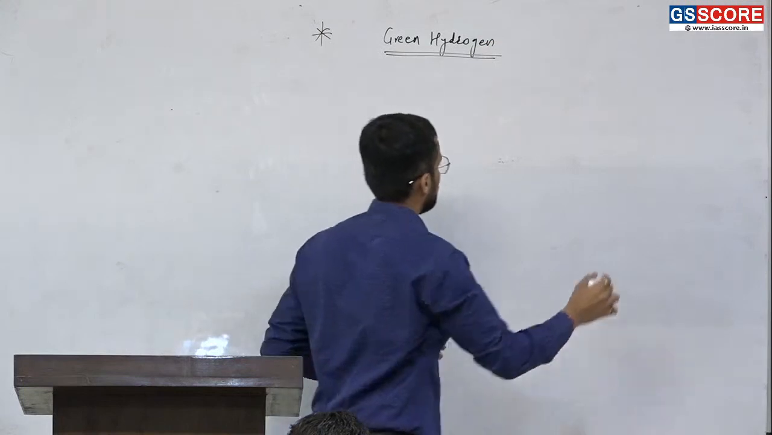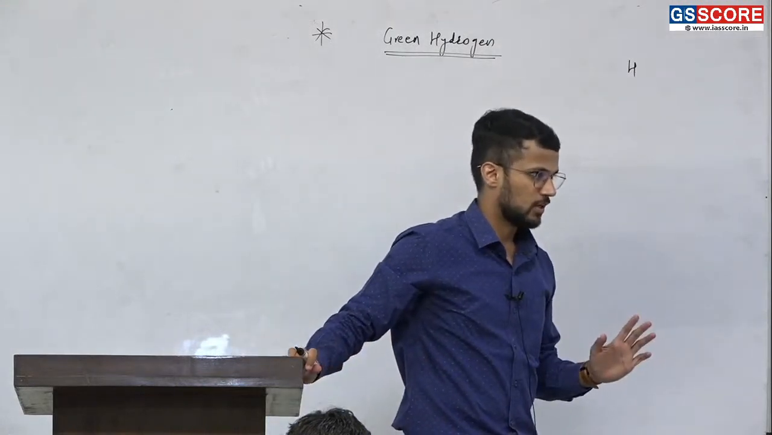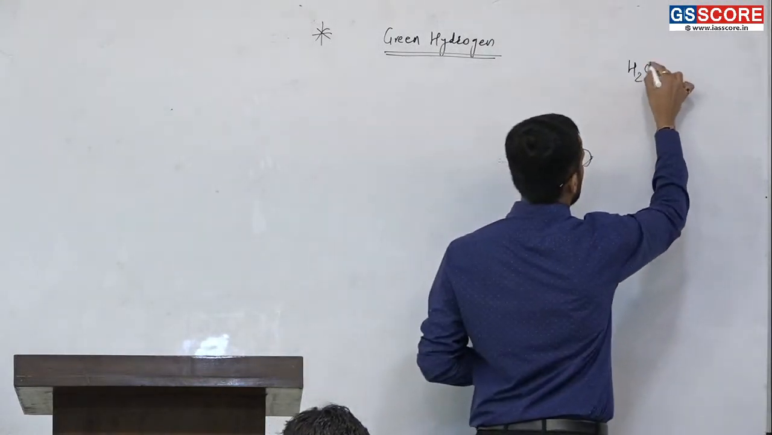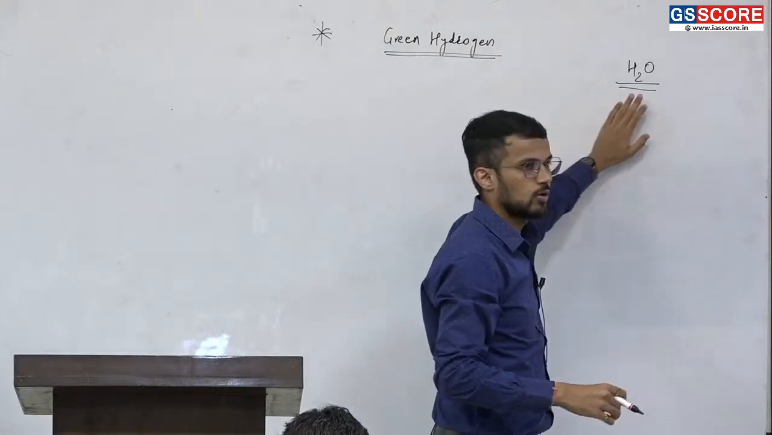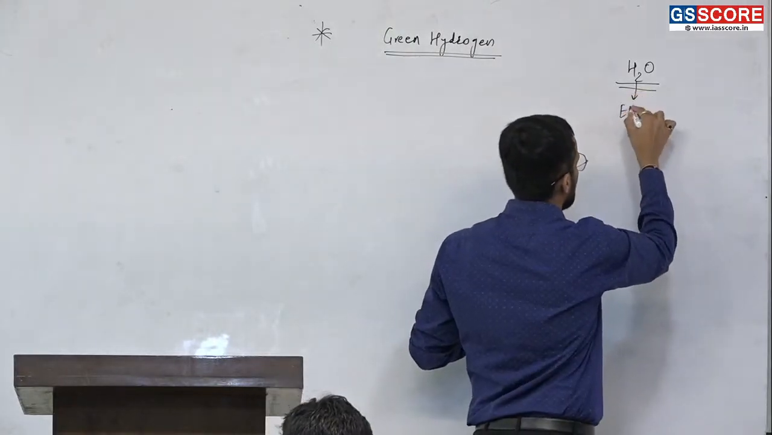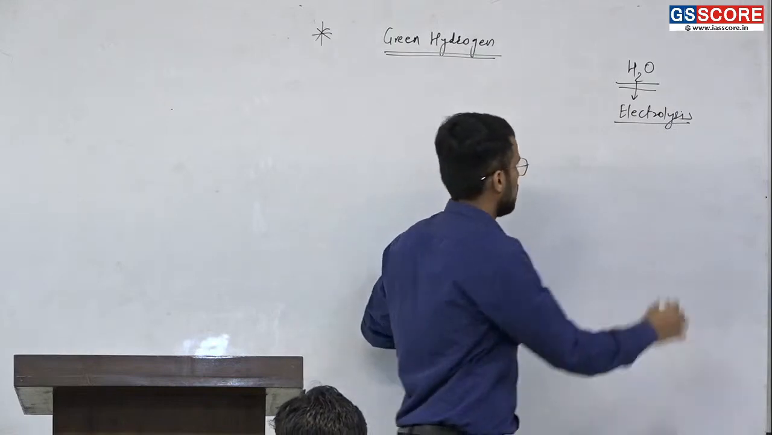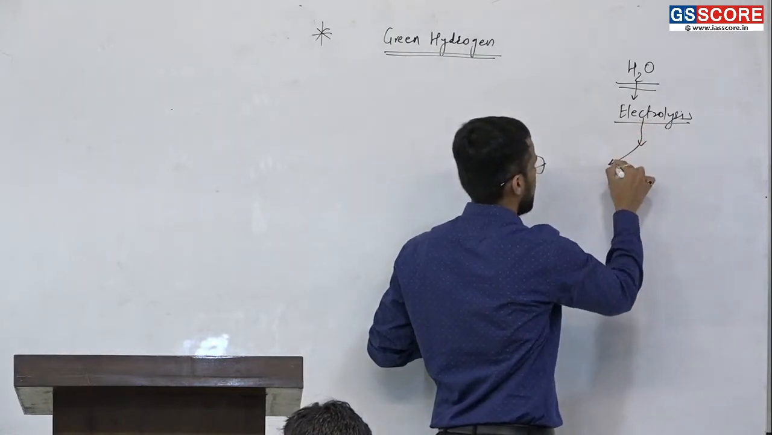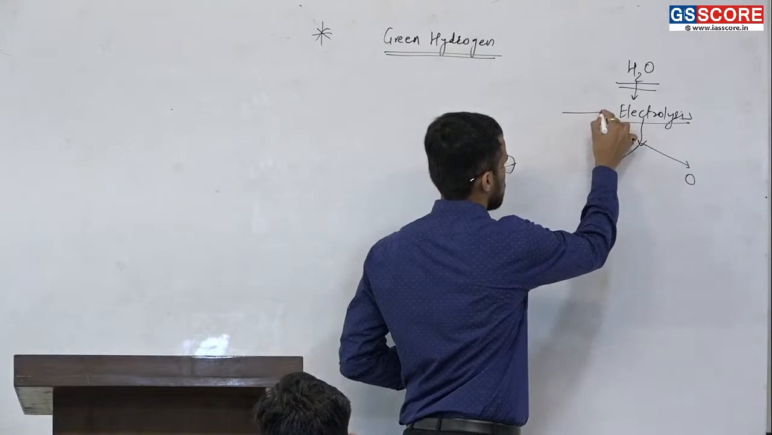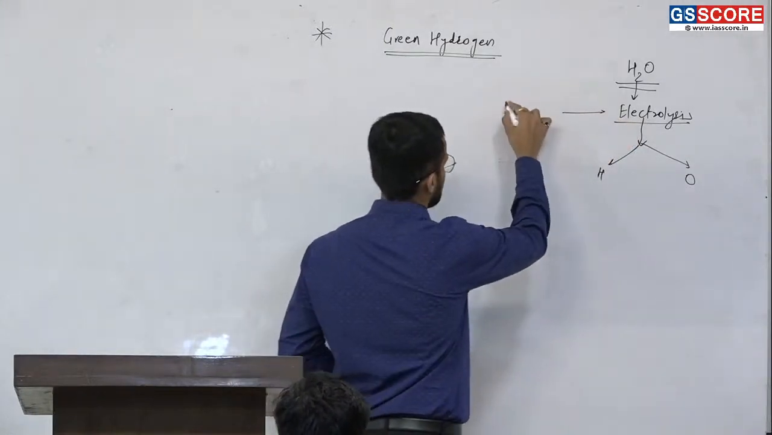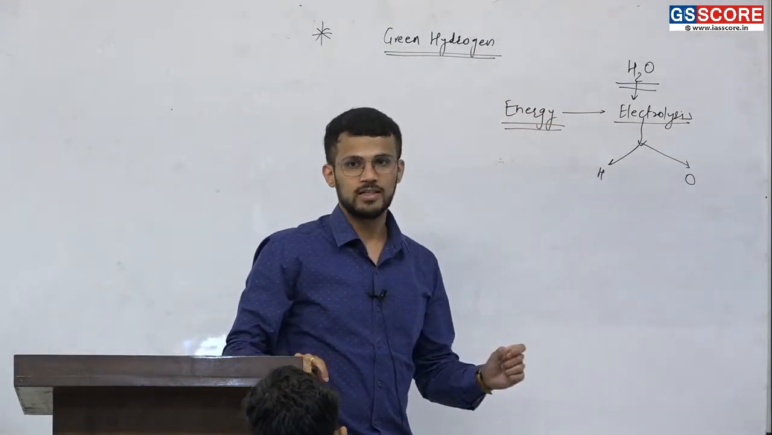You must be aware, hydrogen is a source of energy, but it is not in free state. It is available in the form of water. In order to derive hydrogen from the water molecule, we have to carry out electrolysis. That means separation of hydrogen and oxygen. Through electrolysis we get hydrogen separated from water. This electrolysis process is an energy intensive process.